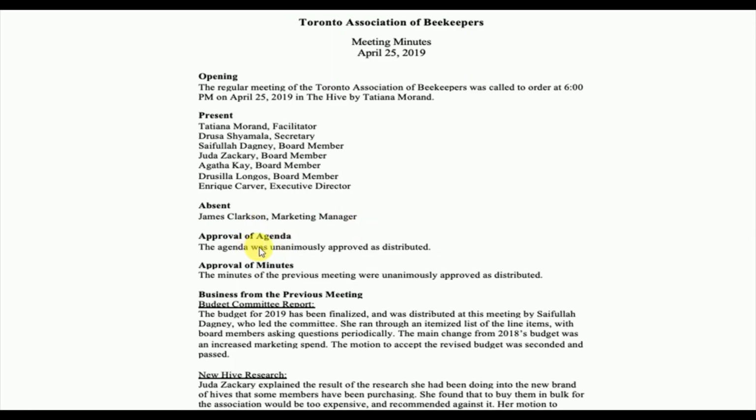Then approval of agenda. Okay, and the agenda was unanimously approved as distributed. Then approval of minutes. The minutes of the previous meeting were unanimously approved as distributed. Okay, you have to write down this.